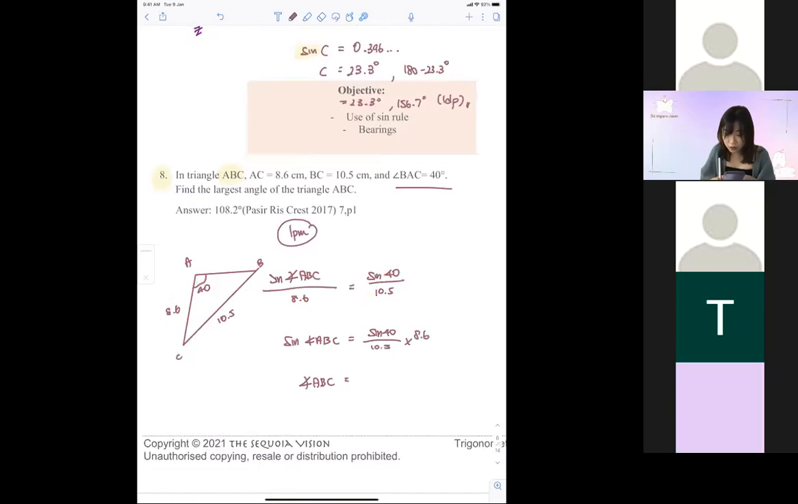So slowly, just put sine 40. When you put sine 40 in the calculator, please close the bracket, because sometimes some calculators will show an error, times 8.6. Then sine inverse of the answer, you will get 31.77. So this and this are obviously not the biggest angle. We just have to take 180 minus 31.77 minus 40. Answer.